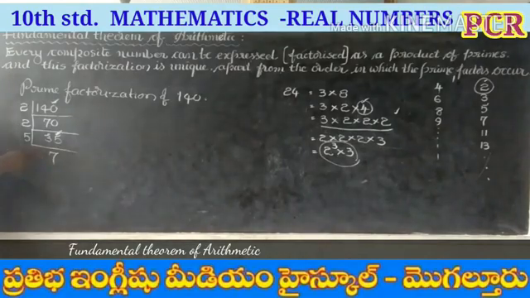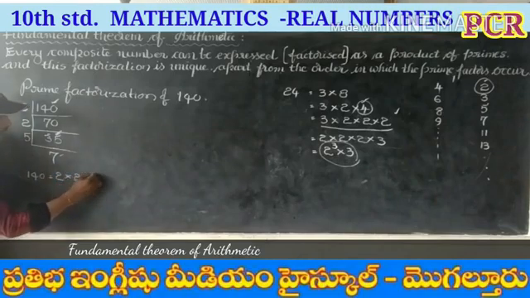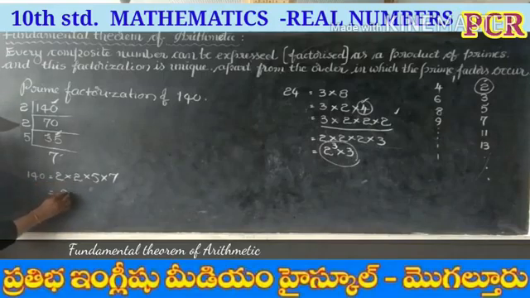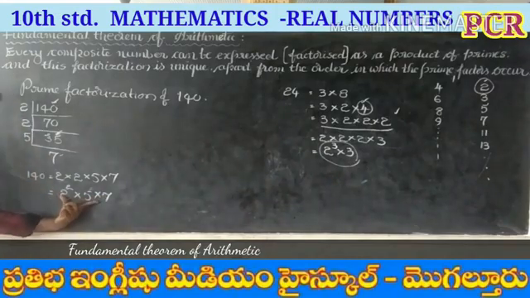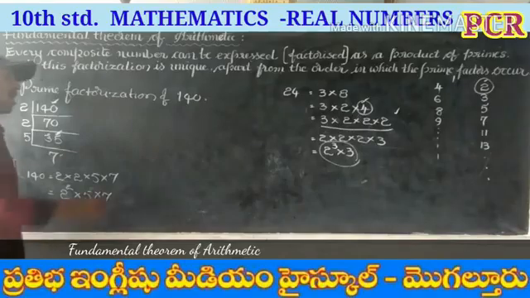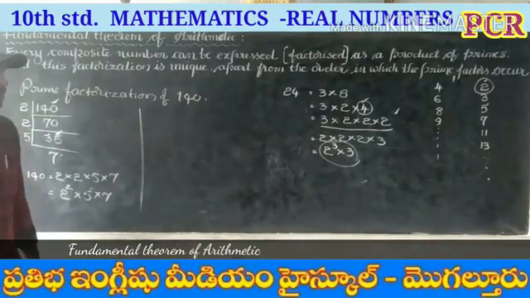So this 7 is again a prime number, so we can't write this 7 as a product of any other numbers. So that's why 140 is equal to 2 into 2 into 5 into 7. 2 into 2 we can write as 2 square, into 5 into 7. So this is the prime factorization of 140.